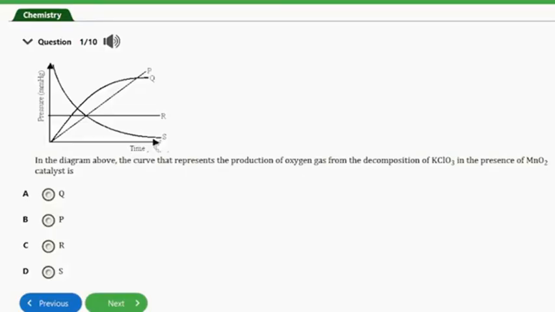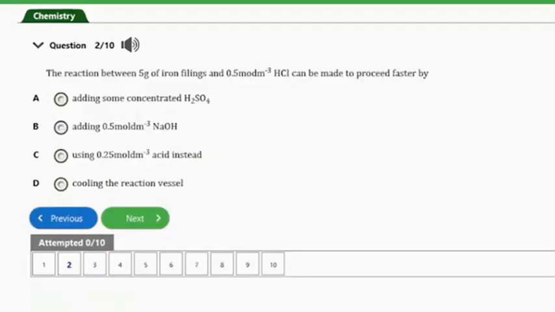We have a diagram and the question says, in the diagram above, the curve that represents the production of oxygen gas from the decomposition of potassium trioxochlorate(V) in the presence of manganese(IV) oxide catalyst is A, Q, B, P, C, R, D, S. So the curve that represents the production of oxygen from the decomposition of potassium trioxochlorate(V) is the P here, and that's option B. So let's go ahead and check out the next question.